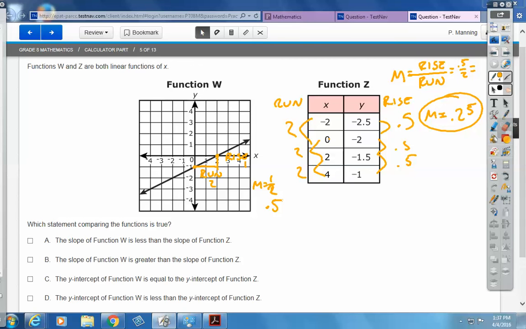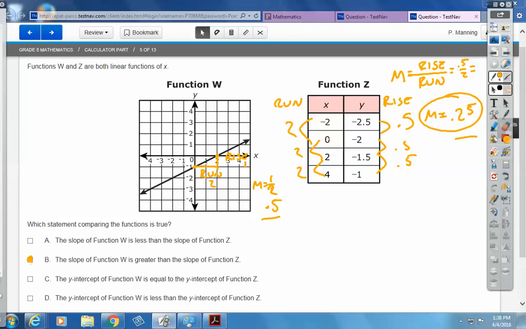Well, 0.5 is clearly bigger than 0.25. So that is not true. The slope of w is greater than the slope of z. That is a true statement, because 1/2 is bigger than 1/4.